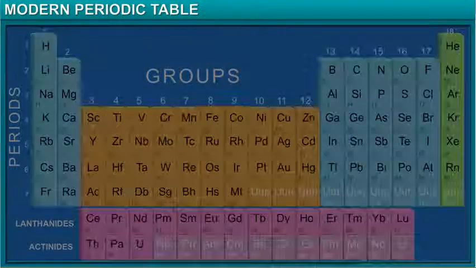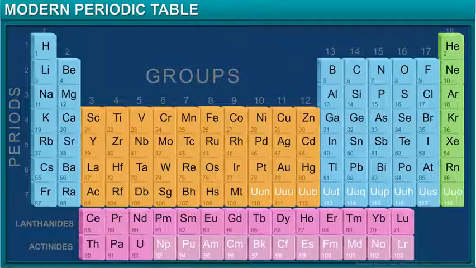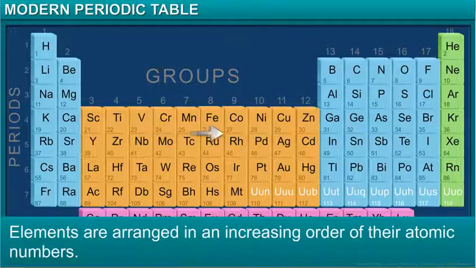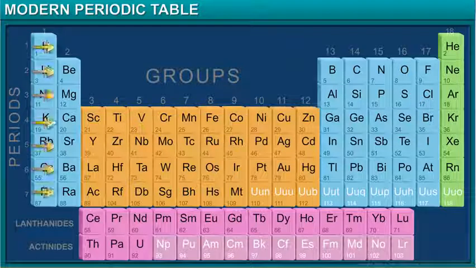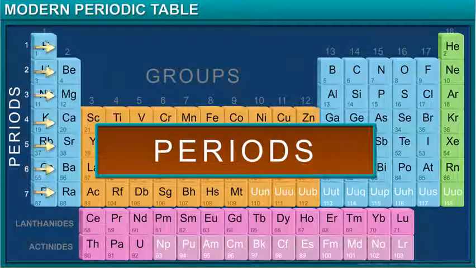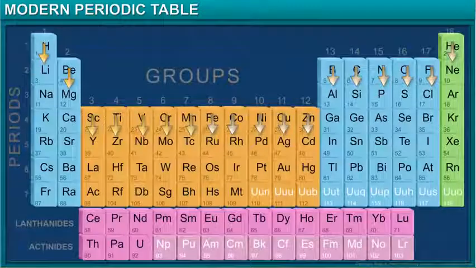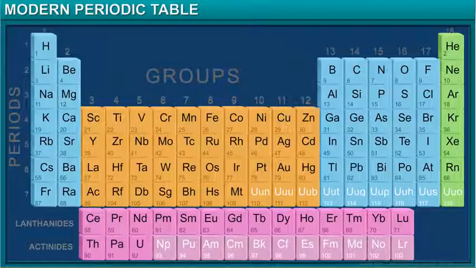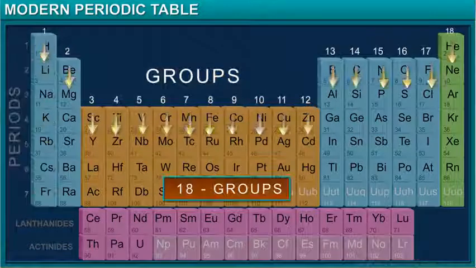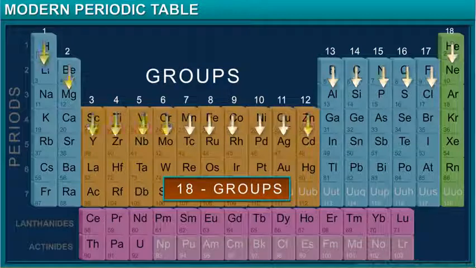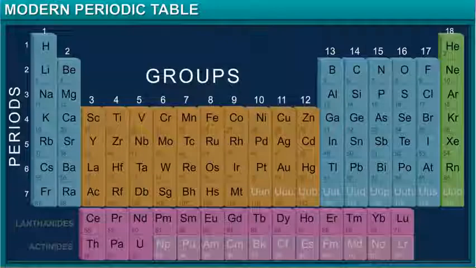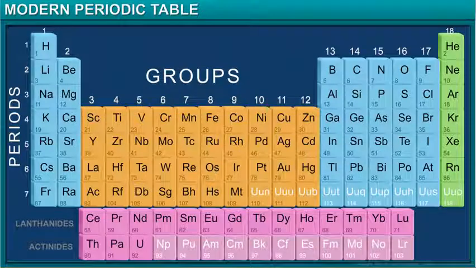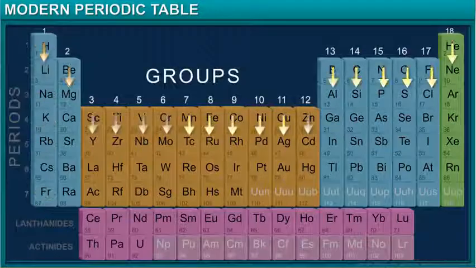Let's examine the features of the table. Elements are arranged in an increasing order of their atomic numbers. Horizontal rows in the periodic table are called periods, and vertical columns in the table are called groups. Elements in the modern periodic table are arranged in 7 periods and 18 groups. You can locate an element in the periodic table by referring to the relevant period and group.